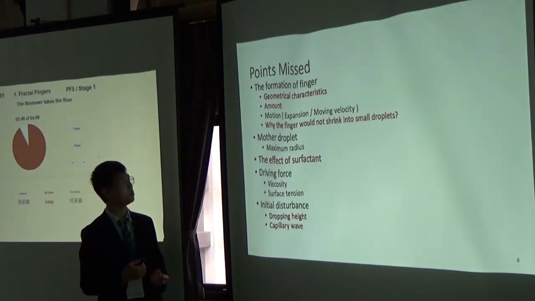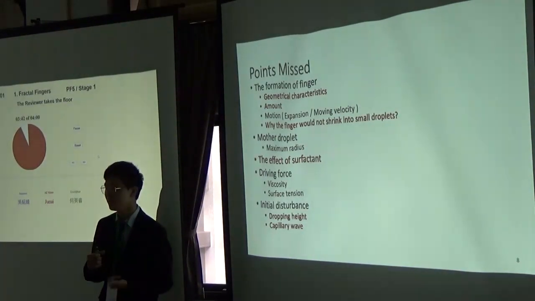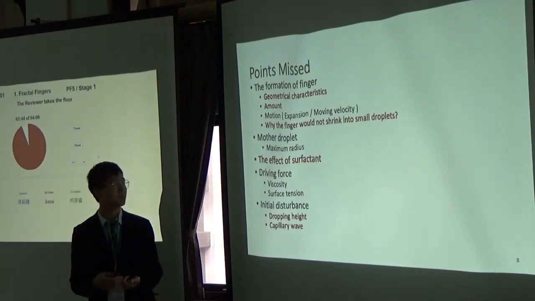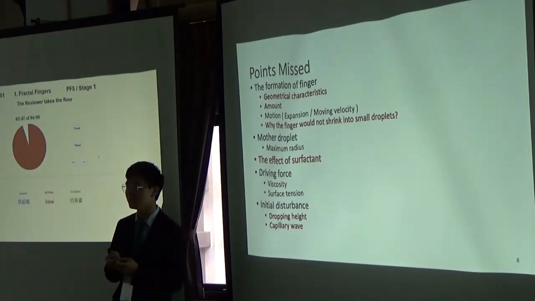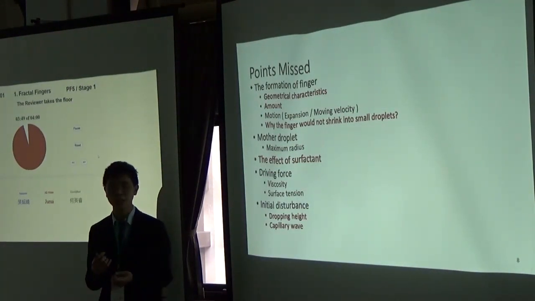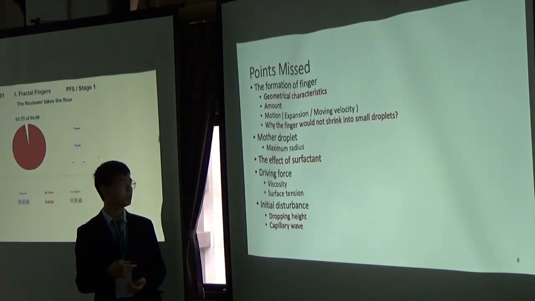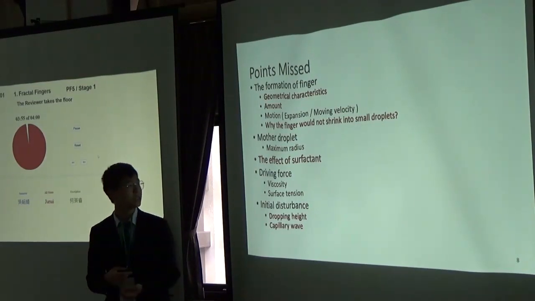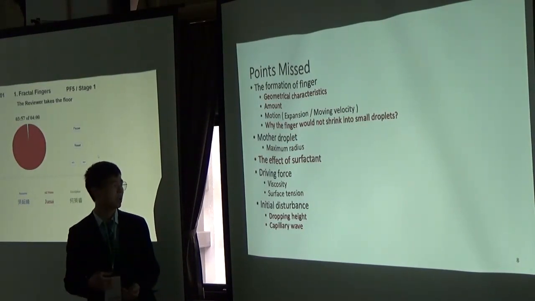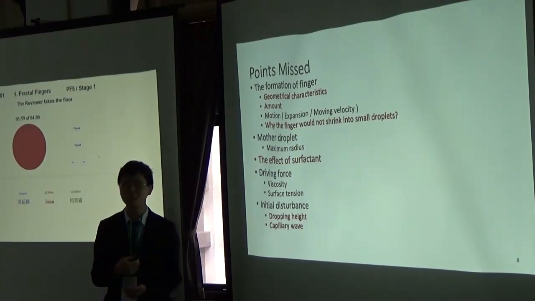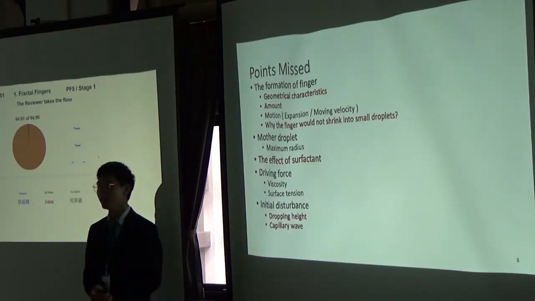And for geometrical, I believe that they can discuss the amount of the fingers formed, and for the dynamics, I believe that she can discuss how the fingers spread, for example, the spreading speed and how many spreadings there are. And the effect of surfactant might be the reason why it will not shrink into small droplets. I believe that they could discuss the initial disturbance caused by dropping height. Thank you.